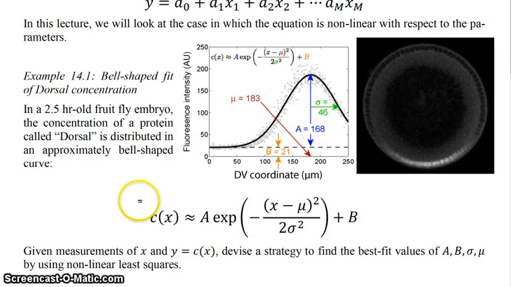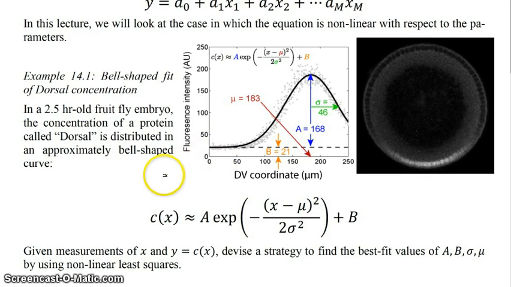Okay, and the bell-shaped curve can be approximated by this equation here. Note that you have these parameters. You have a, which stands for the amplitude of this curve. You have mu, which stands for the location of this point on the embryo. You have sigma, which corresponds to how wide the curve is, and then you have b, which corresponds to how far above zero it is out here.